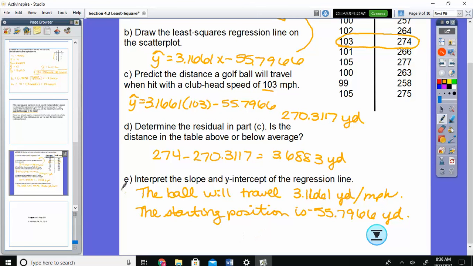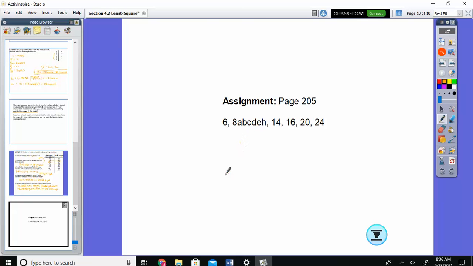Okay. So this is the assignment. I have not collected the 4.1. I'm just going to collect 4.1 and 4.2 on Monday.